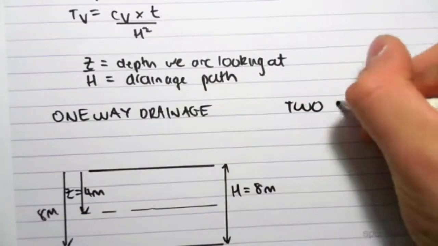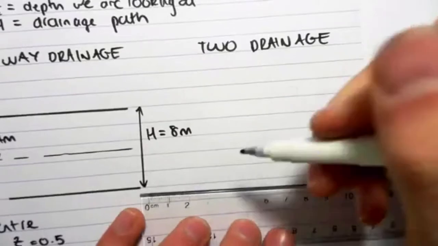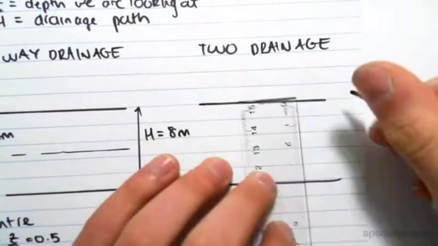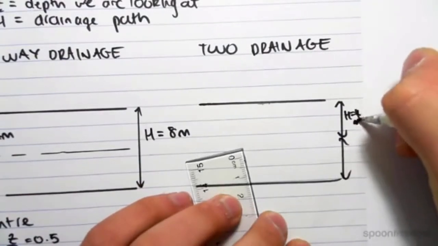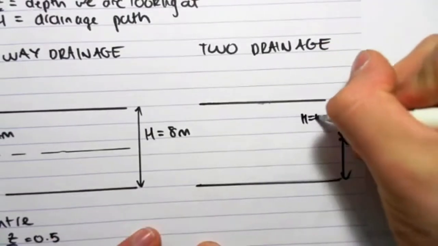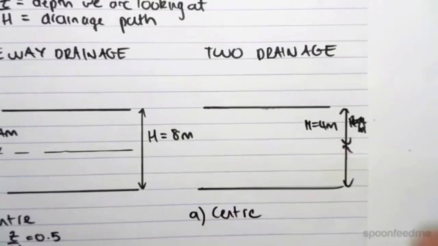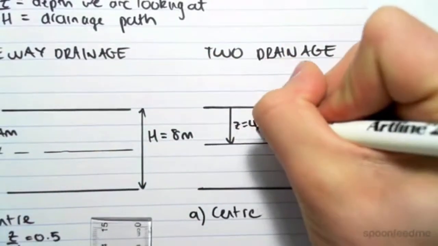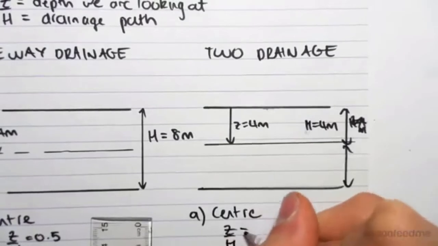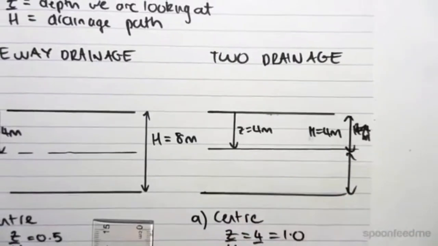So now we do two-way drainage. I'm going to draw up the same situation. But now, because we're doing two-way drainage, our H has been halved. So our H is only 4 meters. So say, once again, we're looking at a point at the center of our layer. So Z from our surface would be 4 meters. So that means that Z on H would equal 4 on 4, which equals 1.0. Or you can just see it visually. Z on H is the same number, so graphically it's the same. So Z on H would be 1.